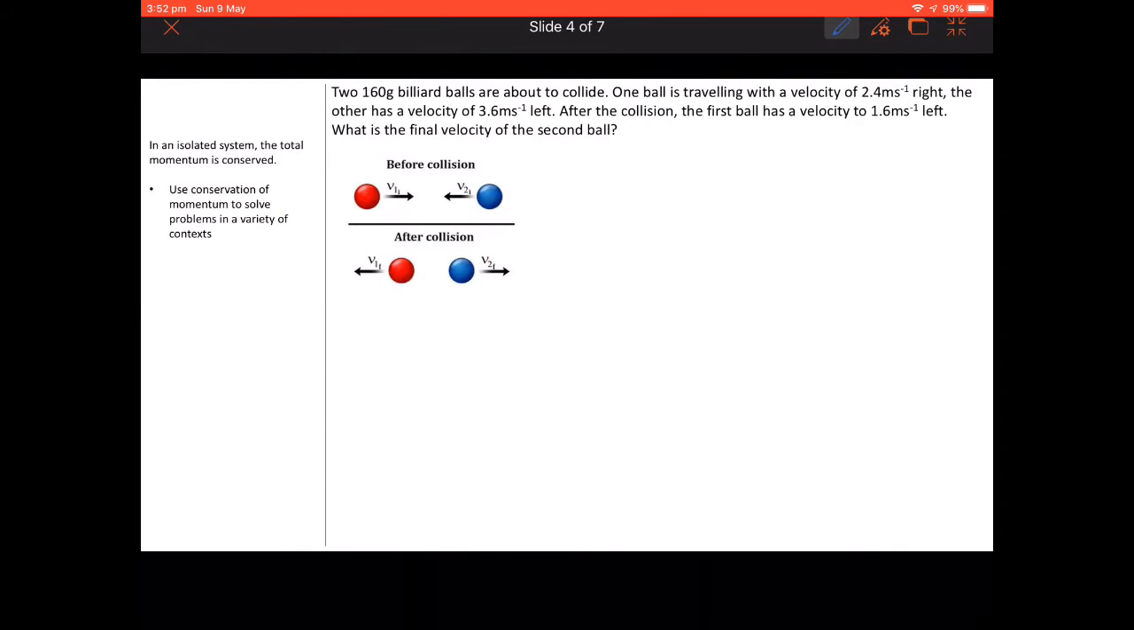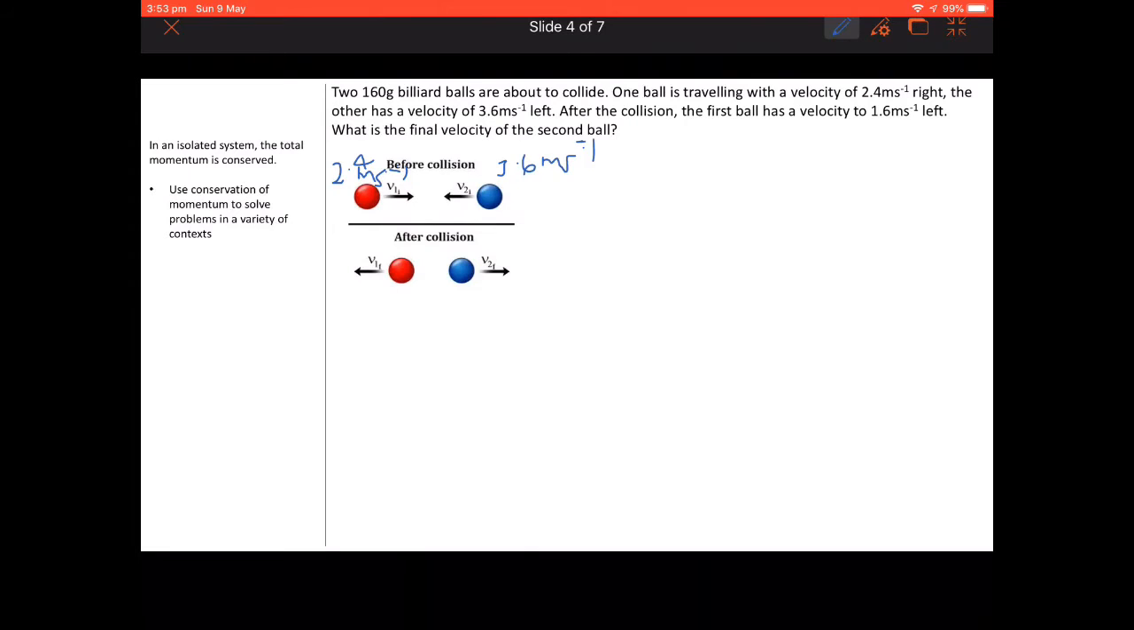So a worked example, we've got two 160-gram billiard balls and they're about to collide. One ball is travelling with a velocity of 2.4 metres per second to the right, so that'll be this one here, 2.4 metres per second. And then the other has a velocity of 3.6 metres per second left, so that'll be this one here.